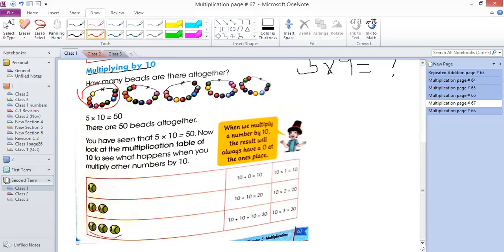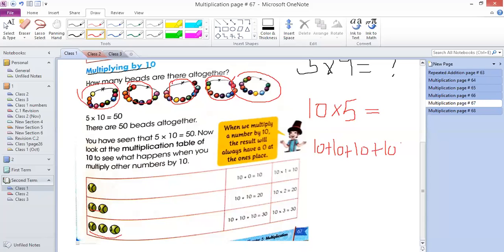Group 1. This is group 2. This is group 3. This is group 4. And this is group 5. So there are 5 groups of 10. In each group there are 10 beads and there are such 5 groups. If you want to know how many total beads are there altogether, you can multiply 10 by 5 or you can add 10 5 times. 1, 2, 3, 4, and 5.